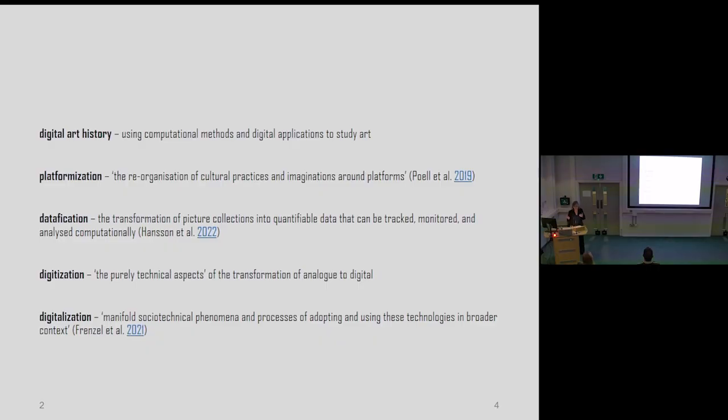I don't know if you're familiar with these two terms, and they have been used very differently among scholars too, but in practice, I would argue that the technological processes and applications are inseparable from the cultural, social, and institutional context where they are developed and used, and the separation of technical and social and cultural is impossible. So I lean to use only the word digitalization, and by that I also include the technical aspects of transferring the analog to digital.